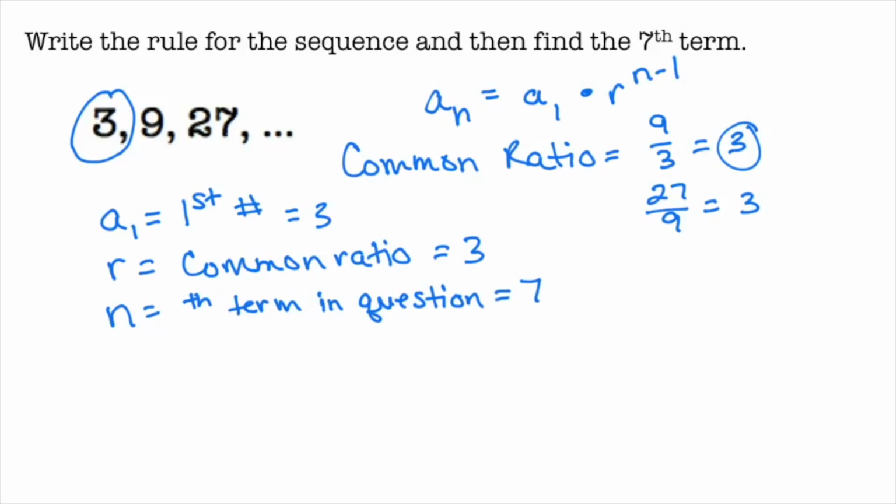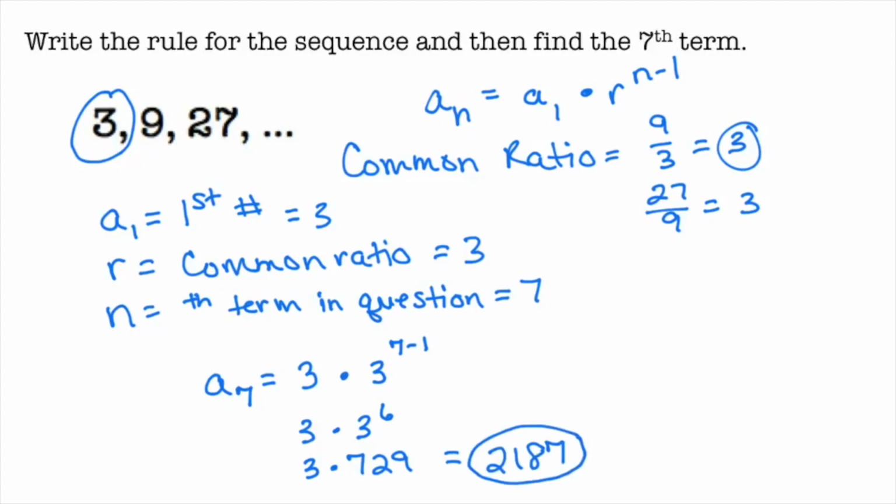So now you just take those numbers and you plug them in where they go in the formula. So a sub 7 is what we're looking for, equals the first number, which is 3, times the ratio, which is 3, raised to the 7th minus 1th power. So then you do 7 minus 1 first, because we do exponents before multiplication in PEMDAS. Then you put in your calculator 3 to the 6th power, which is 729. Then you multiply by 3, and you get your answer of 2,187.